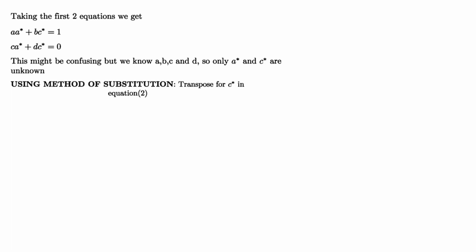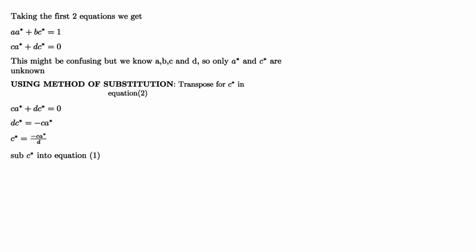By making a substitution, we're going to transpose for c* in equation 2. That means I can bring c times a* over to the right-hand side of the equation, which gives us d times c* equals negative c times a*. This then gives us c* equals negative c times a* divided by d. Now that we have this expression for c*, we can substitute it into equation 1.